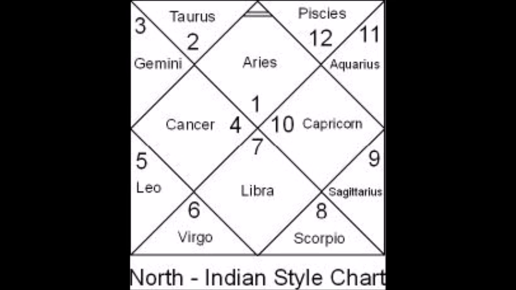The Nirayana, or sidereal zodiac, is an imaginary belt of 360 degrees, which, like the Sayana, or tropical zodiac, is divided into 12 equal parts. Each 12th part is called a sign, or rasi. Vedic and Western zodiacs differ in the method of measurement.